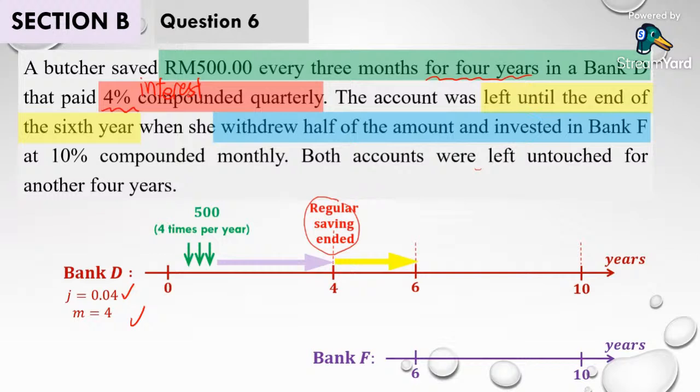So this highlighted in blue is trying to tell you that at this point here, right after this amount accumulated, grow up interest for 2 years, what she does is that she withdraws half of the amount and invests into Bank F. So this is what's going on. The amount we have here, withdraw and then invest into another bank. And I use another timeline, another parallel timeline.